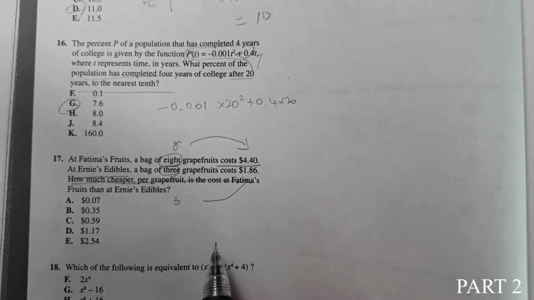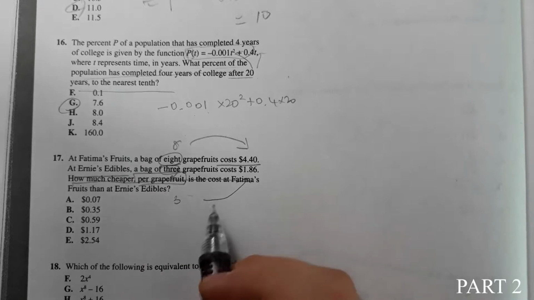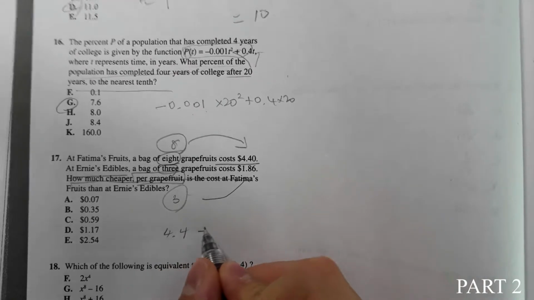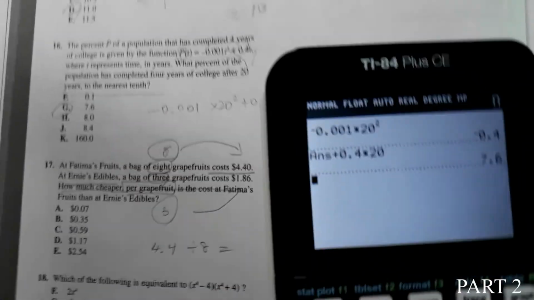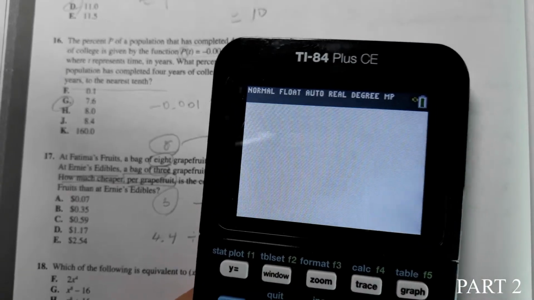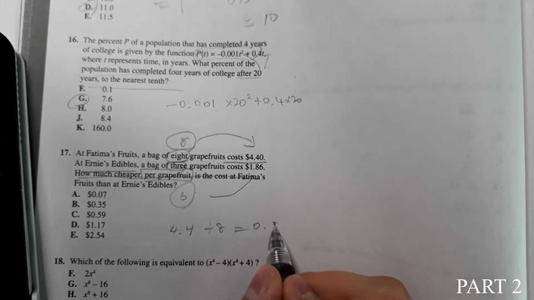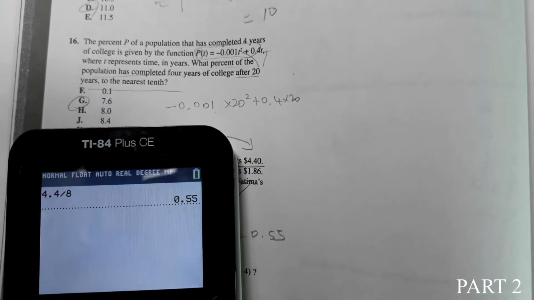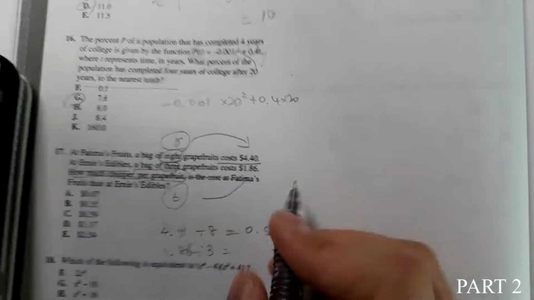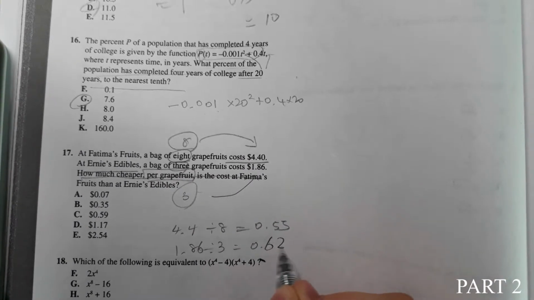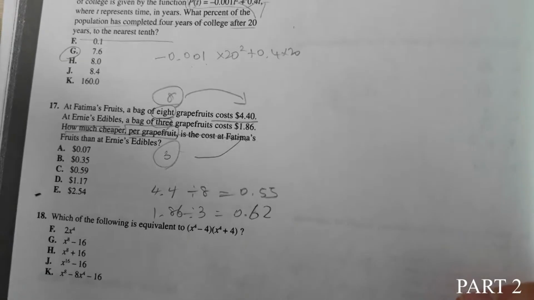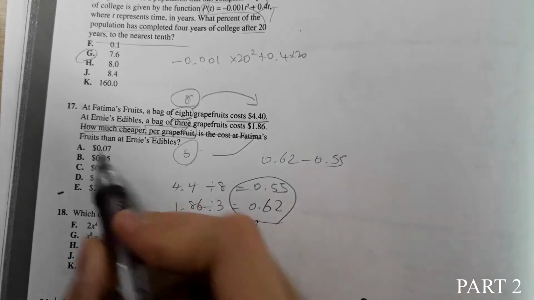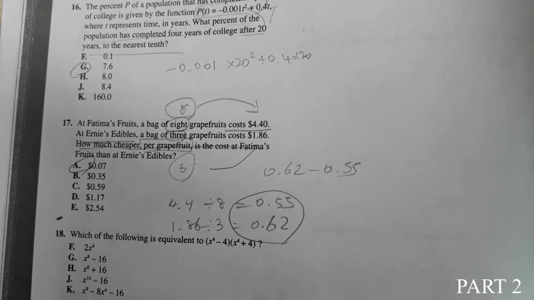So in order to find how much it costs per grapefruit, we have to divide by the number of each of these. So 4.4 divided by 8 is 0.55, and 1.86 divided by 3 is 0.62. Okay, you see the difference? Now you just subtract the smaller one from the bigger one, which is 0.07, and so A will be the answer.